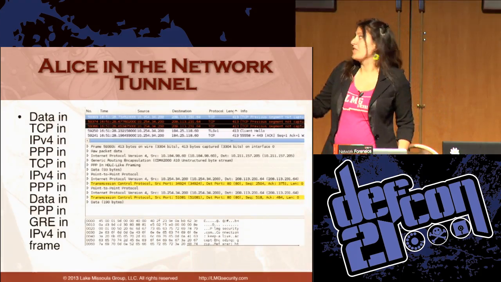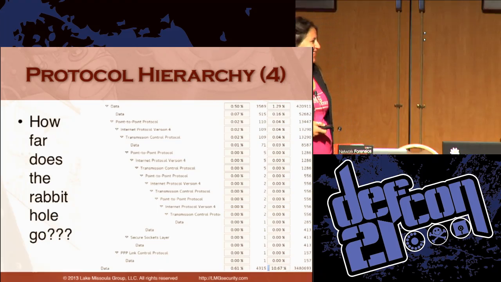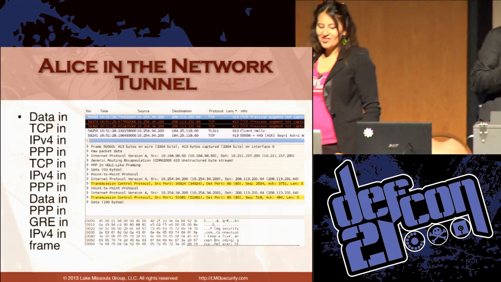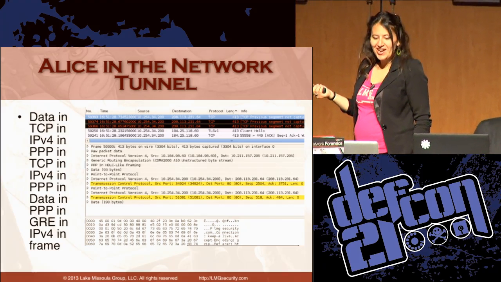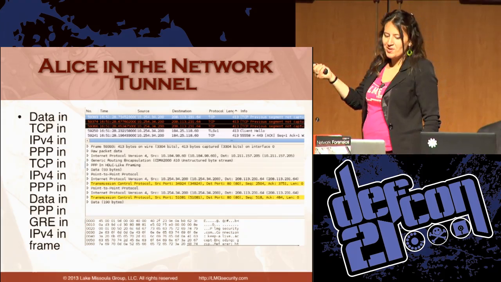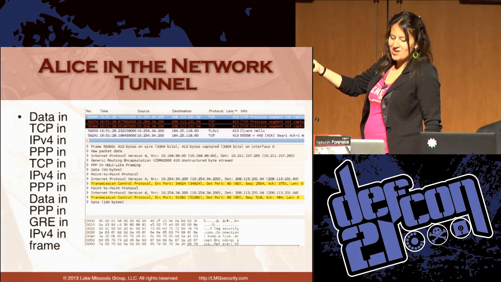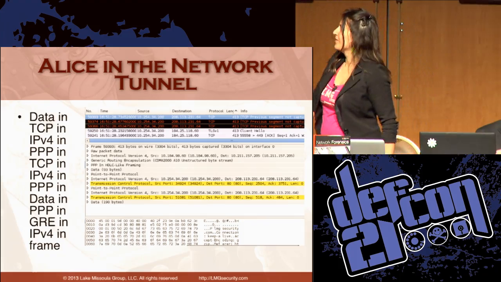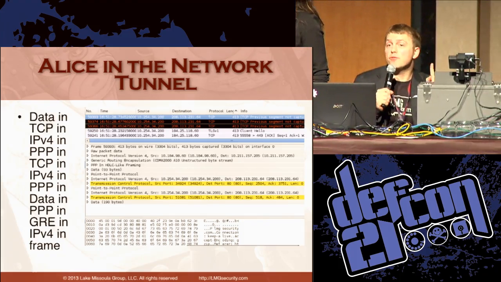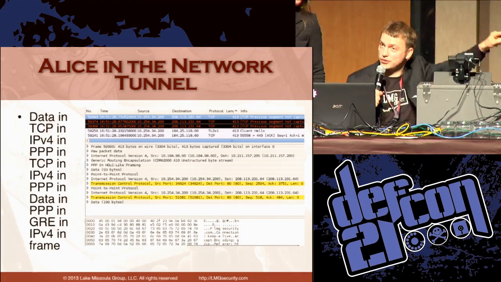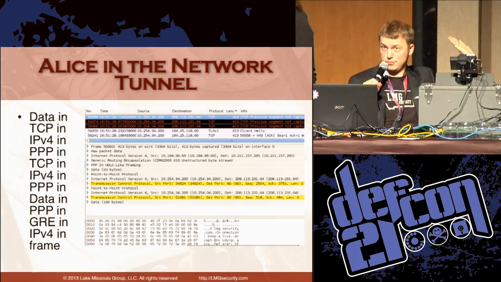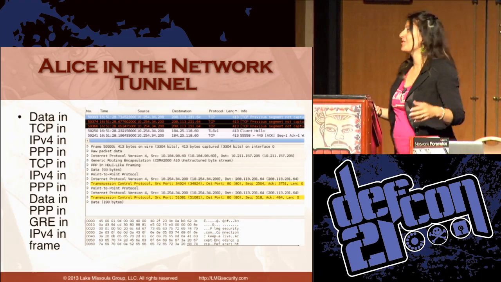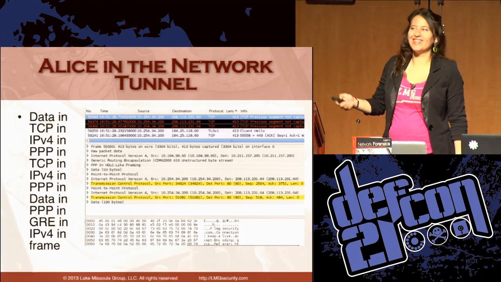So David didn't believe that this was actually real. I just figured it was some kind of a bug or something in Wireshark. So he made me go find some of these packets. Here's an example. This is data in TCP and IPv4 in PPP, in TCP and IPv4 in PPP, in data, in PPP, in GRE, in IPv4, in a frame. Keep in mind, this is before it gets stuffed into an IPsec tunnel and sent across back to Verizon. And I know the iSEC Partners guys were tethering all of this over another phone also. Yeah, Dr. Seuss, yep.